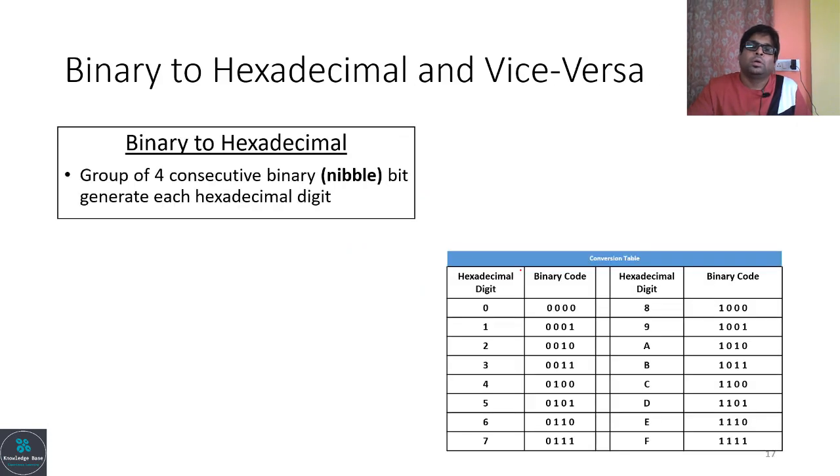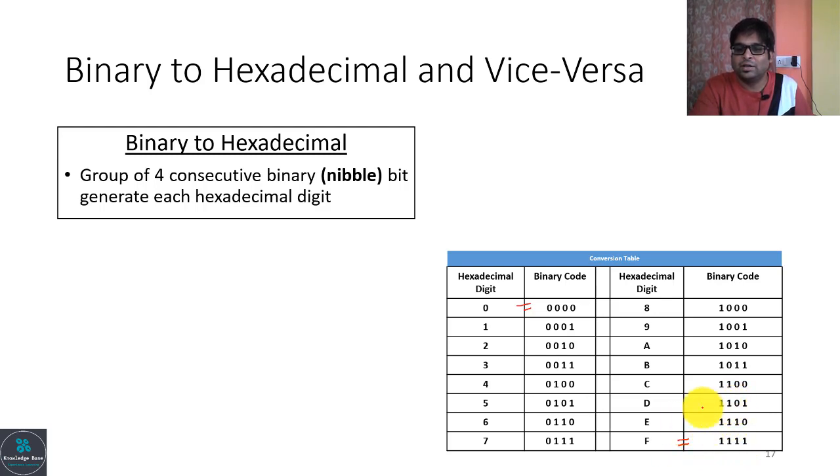Now to convert a binary number to its equivalent hexadecimal form, we have to group 4 consecutive binary bits. This group of 4 consecutive bits is called a nibble. Each nibble is converted to its equivalent hexadecimal digit. So 0 will be 4 zeros and F, that is 15, is 1111. If you use the 8421 weights, you can see that this is 15 in decimal, so it is F. This is 14 in decimal, so it is E.